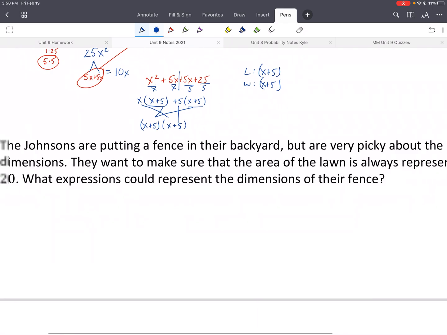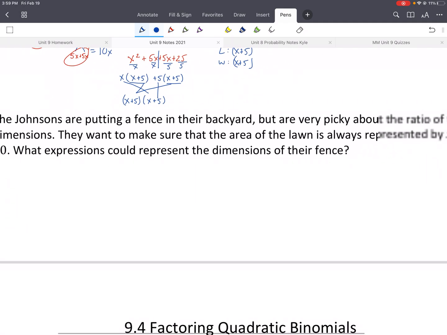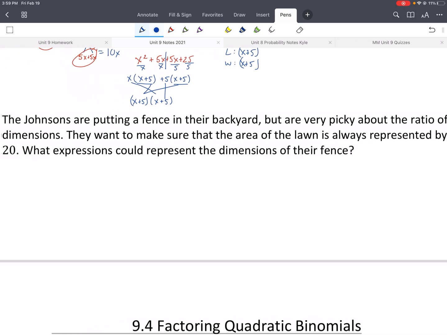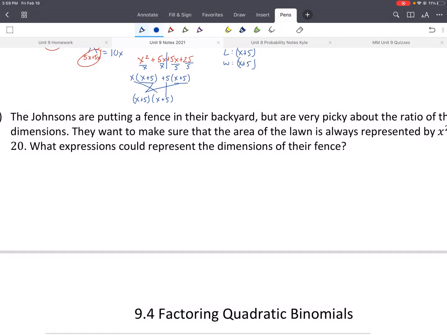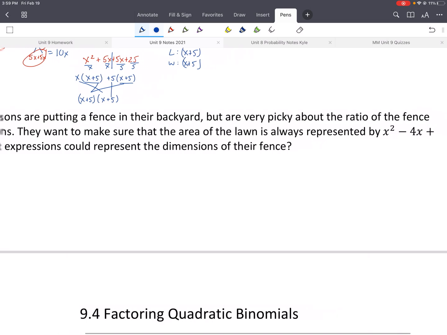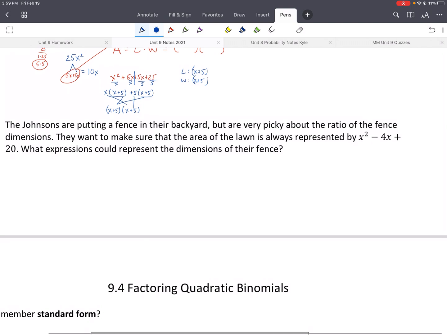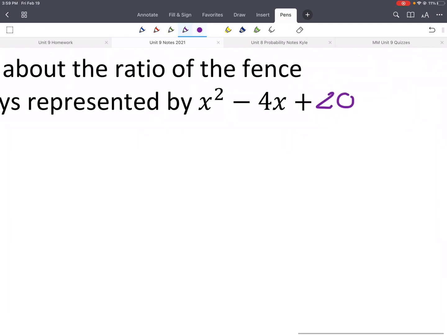Okay? Give this one a try and we'll be all done. So the Johnsons are putting in a fence in their backyard, but they're very picky with the ratio of their fence dimensions. They want to make sure that the area of their lawn is always represented by, oops, that's kind of bad, it should be like a 20 over here, x squared minus 4x plus 20. So what expression could represent the dimensions of the fence? What would be the length and what could be the width? So it's the same sort of thing. We'll do our glasses.